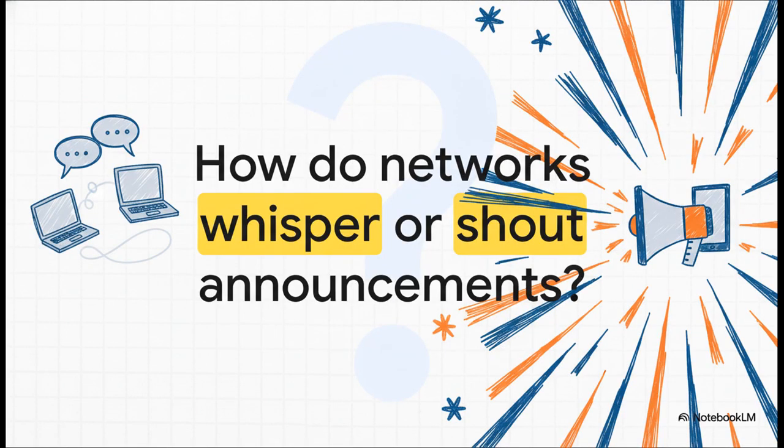So here's the puzzle we're really trying to solve today. See, a network has to be smart. It needs a way for two devices to have a totally private chat, right? But it also needs a way to make a big announcement to everyone. How does it handle these completely different situations? Well, that's exactly what these four communication methods are for.